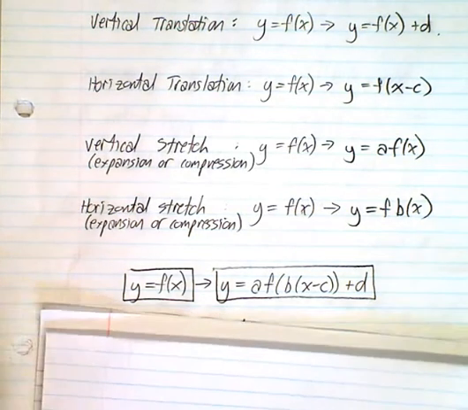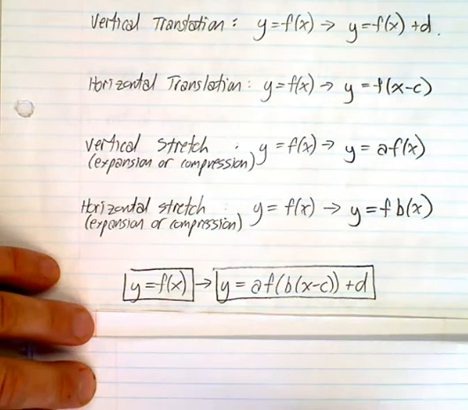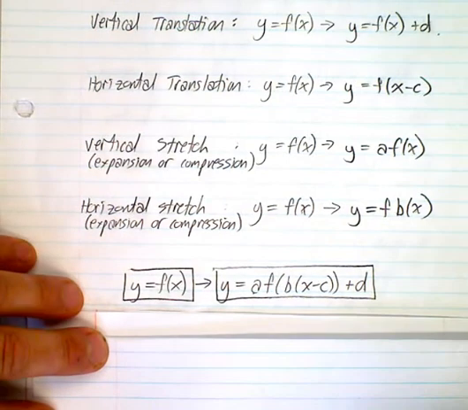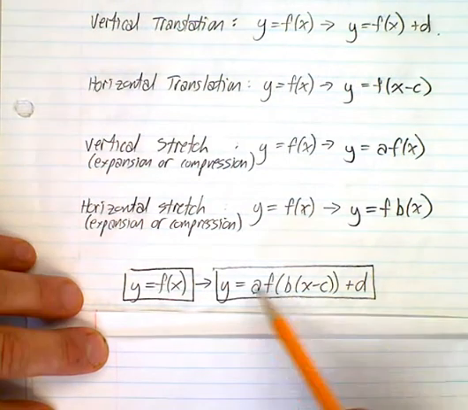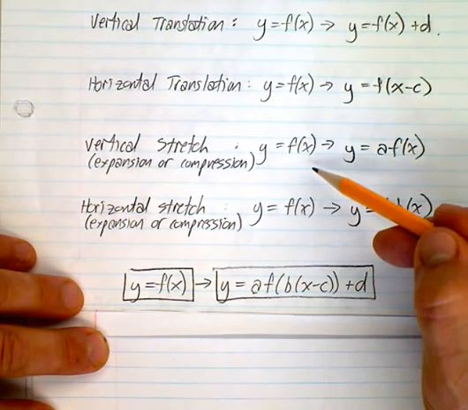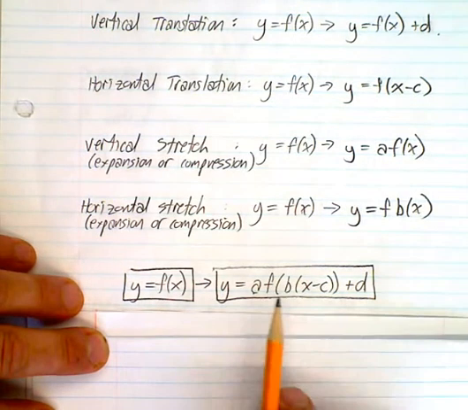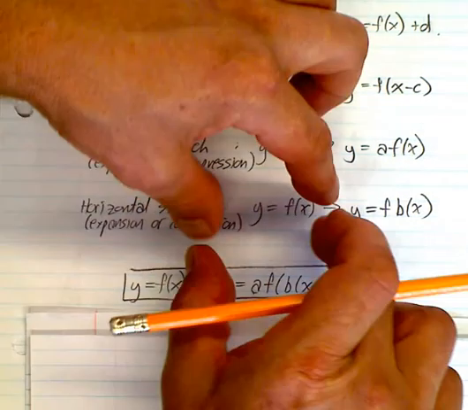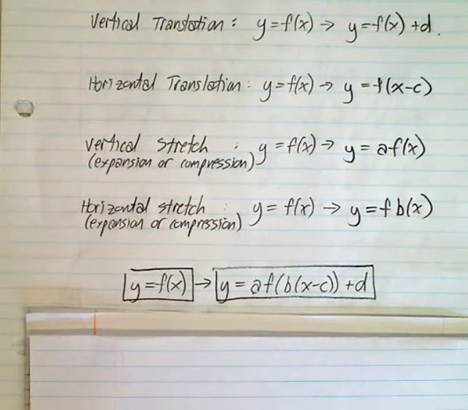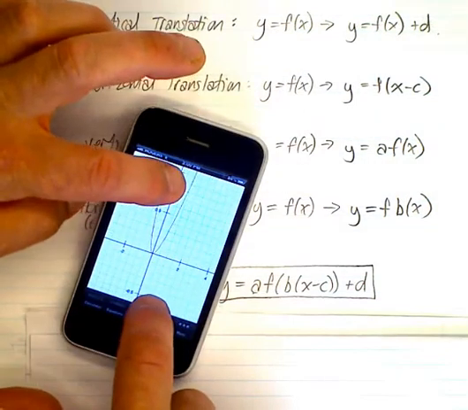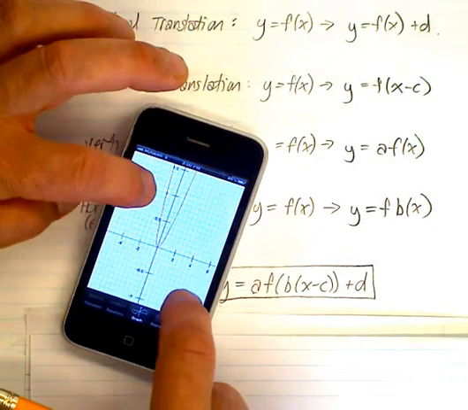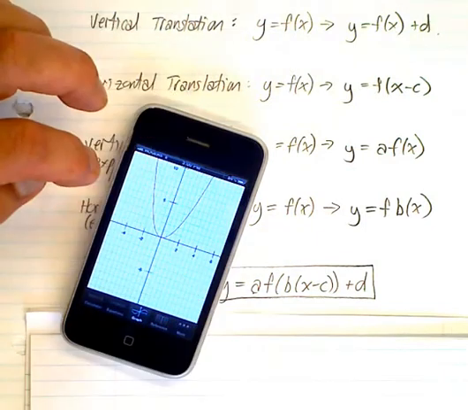Now, what I'd like you to think about here, first of all, is what's on the outside. The d and the a are on the outside, which means that they affect the y value. Plus d means you go up d units. Negative d means you go down d units, okay? If a is 2, it means you stretched it by a factor of 2. If a is a half, it means you shrunk it by a factor of 2. So you can stretch it vertically, or you can compress it vertically. And look what happens to the graph, okay?